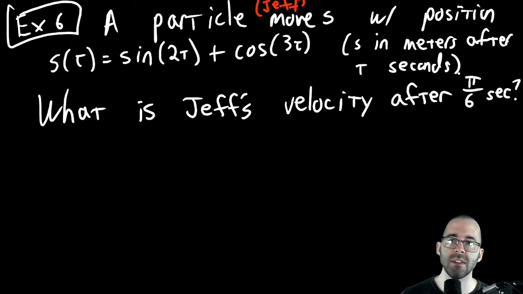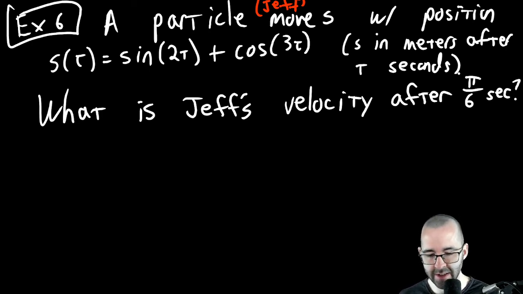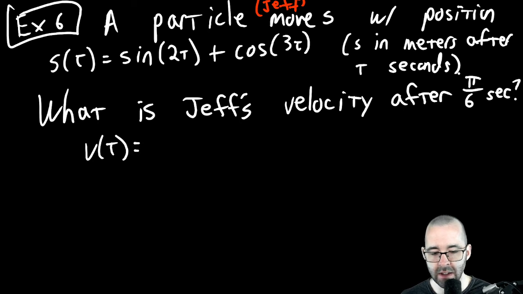Well, velocity is just the derivative. Oh, we don't even get to use the messy chain rule. We could make it more fun, add like a cubed right there. Nah, we'll do another one in the next video anyway for more practice. So the velocity is just the derivative of position.